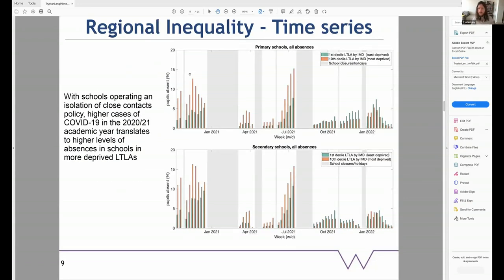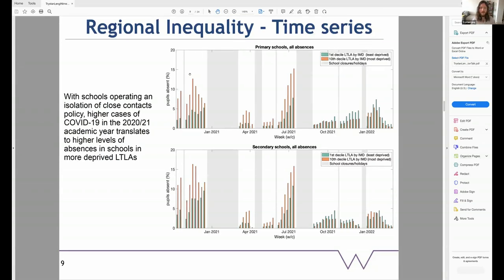In the last slide, I was looking at confirmed COVID cases, but of course that's not the only reason people are absent because of COVID. They could be asked to isolate as a close contact. And we can see that the trends in confirmed cases translate to trends in all absences. So with schools operating the isolation of close contacts policy in the 2021 academic term, this translates to much higher levels of absences in schools in more deprived LTLAs.